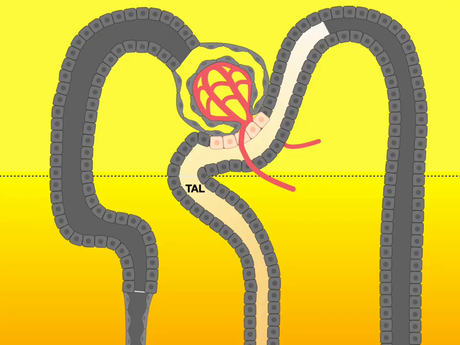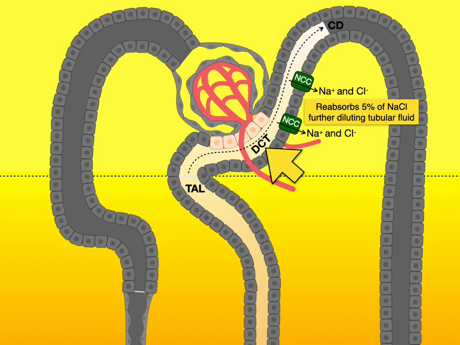So there is the thick ascending limb. Now watch as fluid then moves through the distal convoluted tubule until it hits the collecting ducts. And as the fluid flows through, the NCC transporter reabsorbs sodium and chloride, and this is what reabsorbs about 5% of the sodium chloride, further diluting the tubular fluid. Look at the tubular fluid at the distal part of the distal tubule. It's now white almost, and now compare it to the surrounding interstitium. NCC transporters are the target of thiazide diuretics.